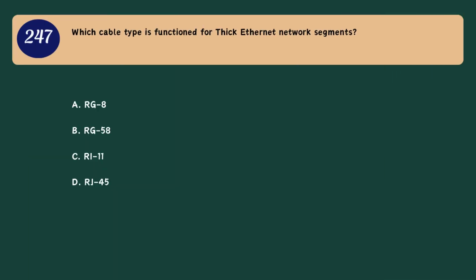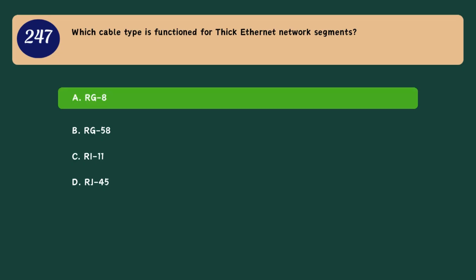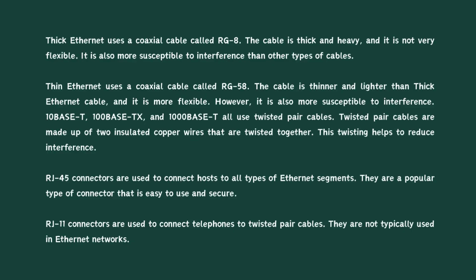Question 247. Which cable type is used for thick Ethernet network segments? A. RG8. B. RG58. C. RJ11 and D. RJ45. Correct answer. A. RG8. Thick Ethernet uses a coaxial cable called RG8. The cable is thick and heavy, and it is not very flexible. It is also more susceptible to interference than other types of cables.